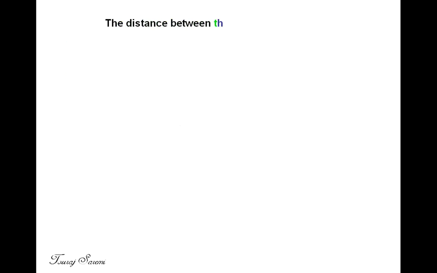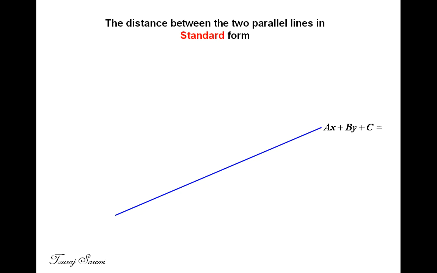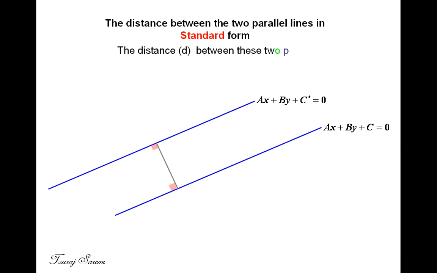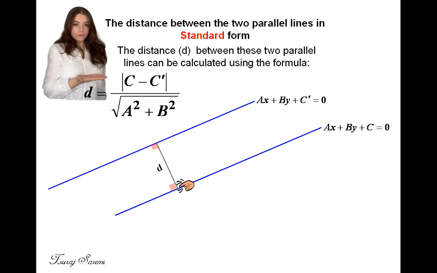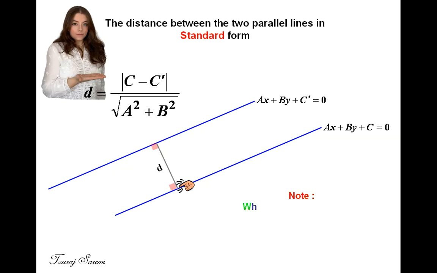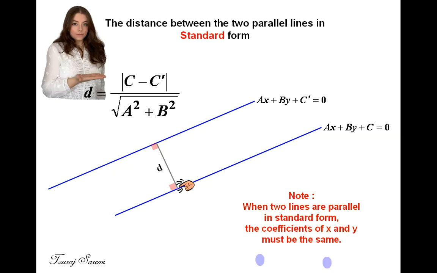The distance between two parallel lines in standard form. The distance d between these two parallel lines can be calculated using the formula. Note: when two lines are parallel in standard form, the coefficients of x and y must be the same.